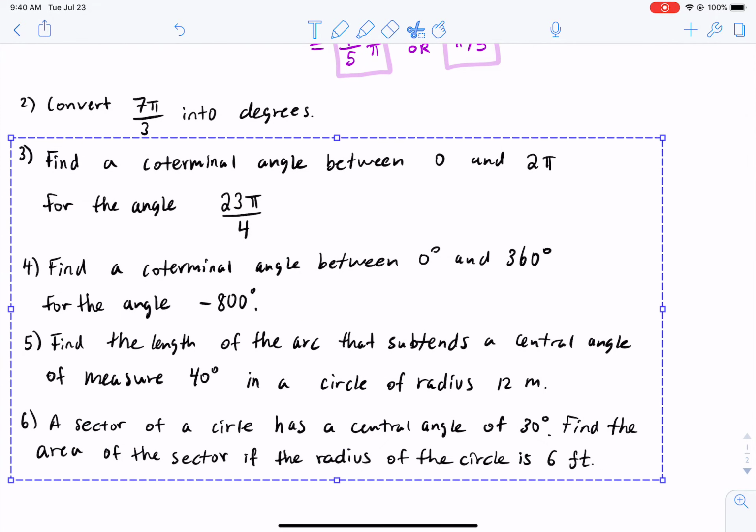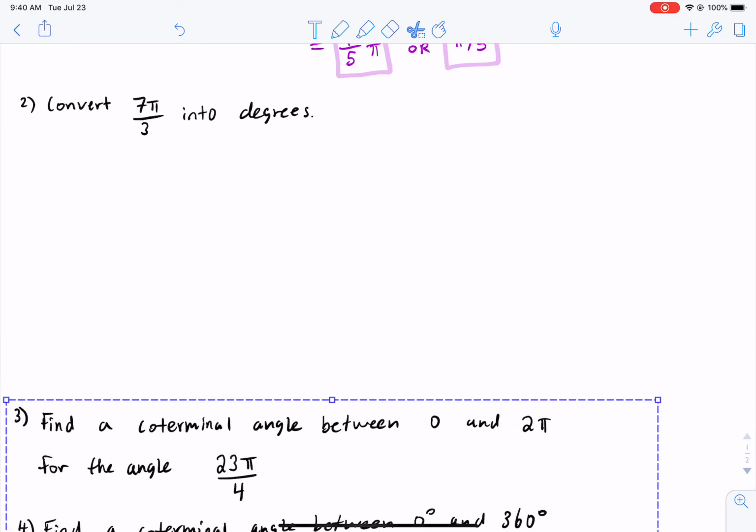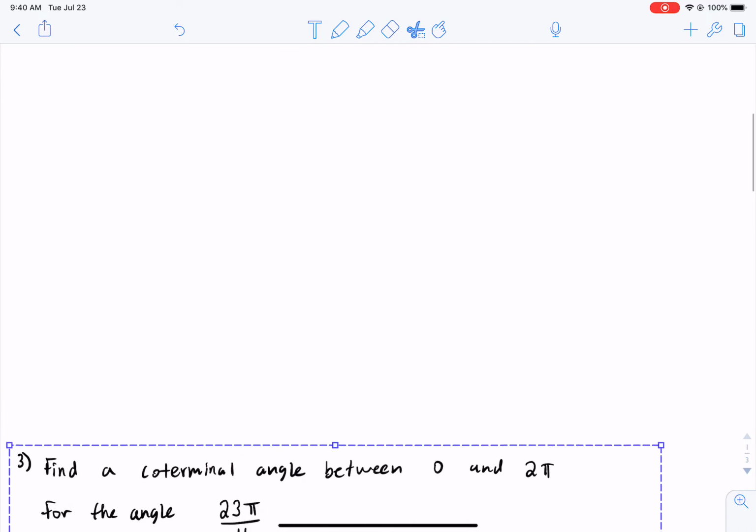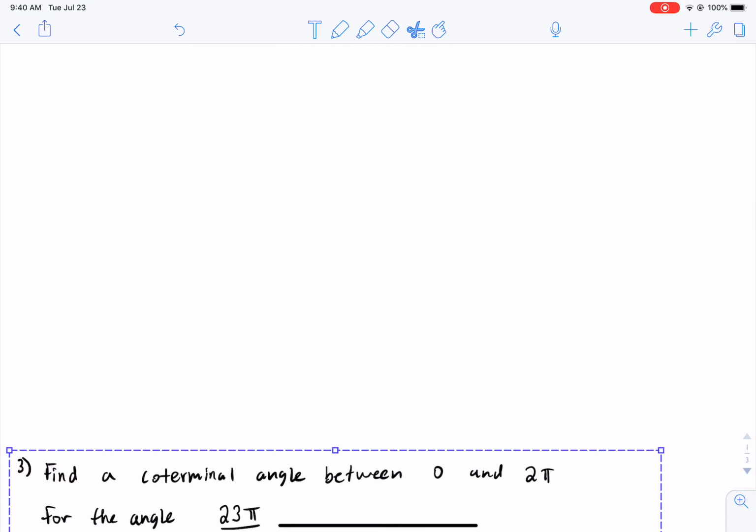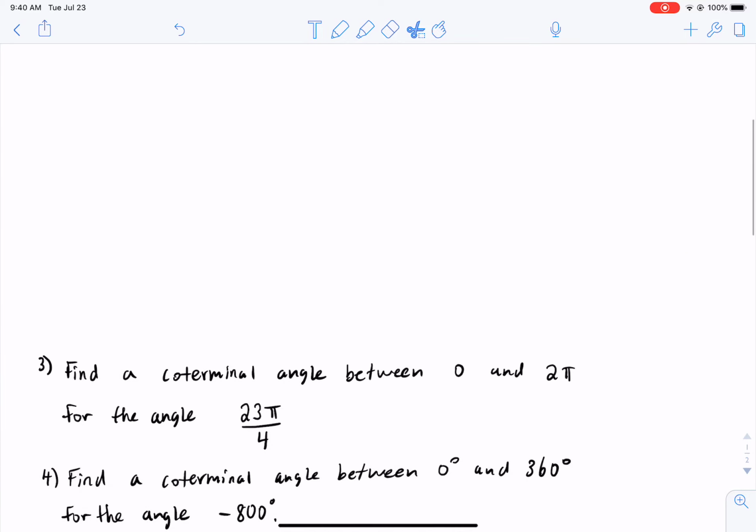I'll try to put 2 problems that are relevant to that. Ouch. That's too much. There you go.